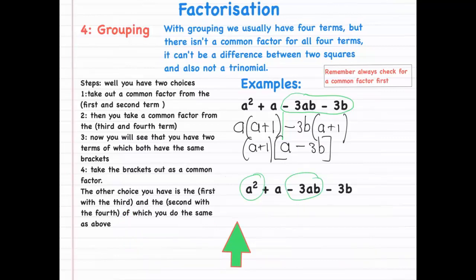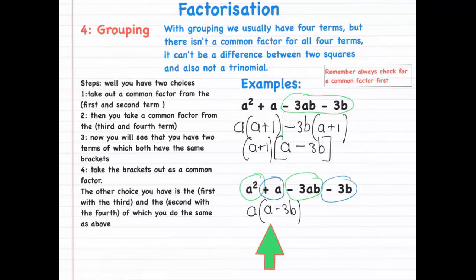Now what is in common there? It's just a, and then we have left a minus 3b, right? Because if I take a from this one and that one, I write the a squared divided by a is a, minus 3ab divided by a is a minus 3b, right? Okay, cool. Now, the next step is to look at the second and the fourth.